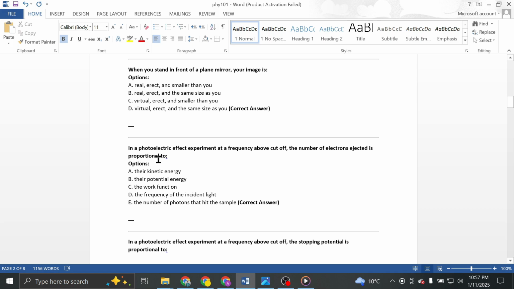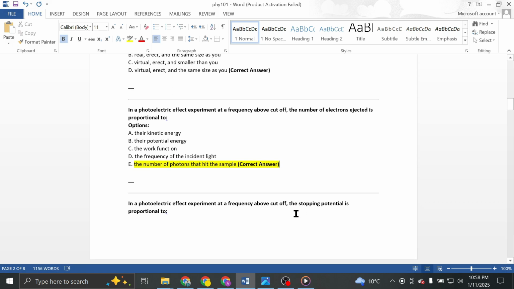In a photoelectric effect experiment at a frequency above cutoff, the number of electrons ejected is proportional to. Options: A, their kinetic energy, B, their potential energy, C, the work function, D, the frequency of the incident light, E, the number of photons that hit the sample. Correct answer.